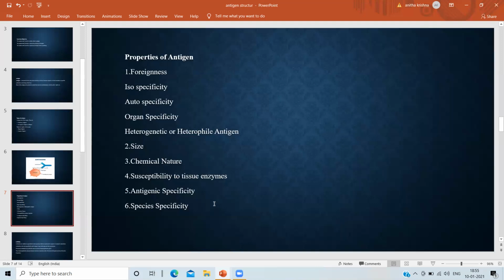This antigen specificity is again of different types, that is species specificity. Tissues of all individuals in a particular species possess specific antigens. Thus, human blood proteins and animal proteins are differentiated by antigen-antibody reaction. So what are we saying here? By species specificity, we mean that tissues are present in animals as well as in humans, but these tissues are different according to the different species.